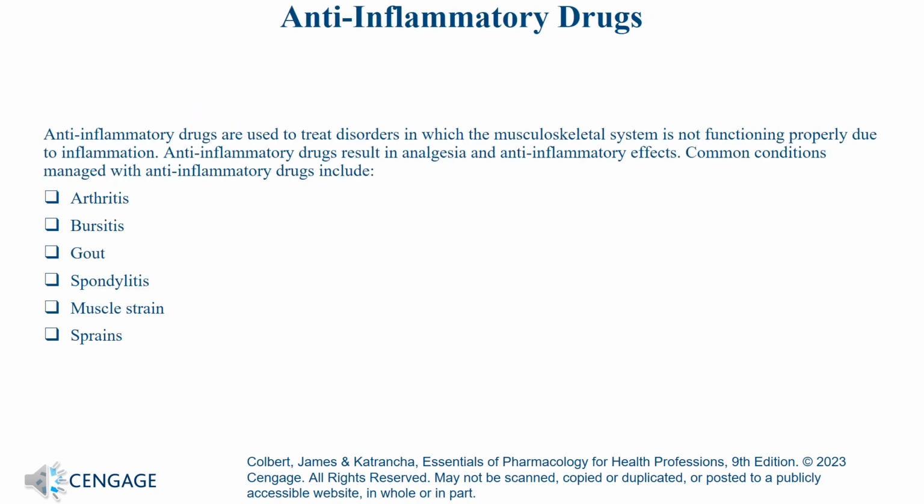Anti-inflammatory drugs are used to treat disorders in which the musculoskeletal system is not functioning properly due to inflammation. Anti-inflammatory drugs result in analgesia and anti-inflammatory effects. Common conditions managed with anti-inflammatory drugs include arthritis, bursitis, gout, spondylitis, muscle strain, and sprains.